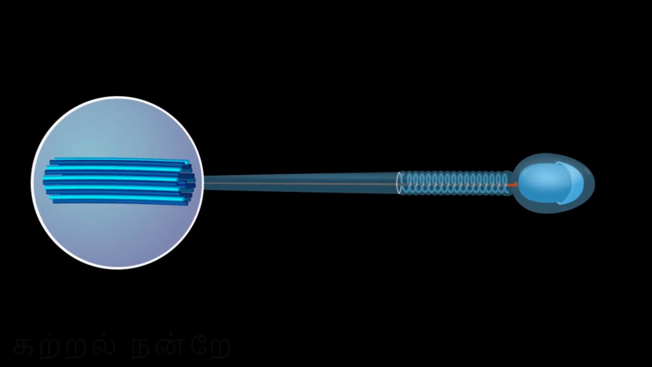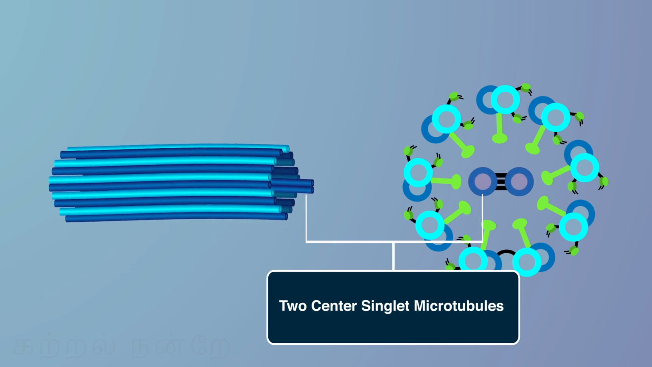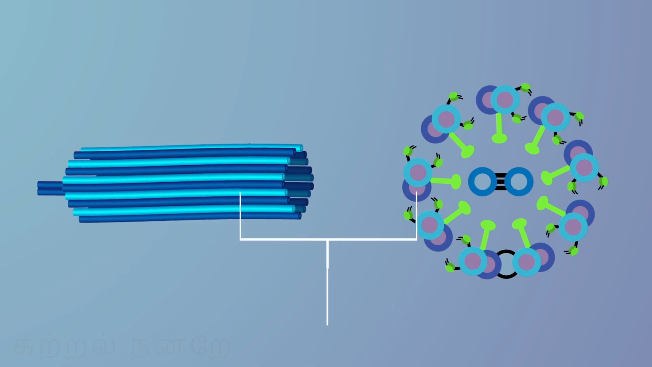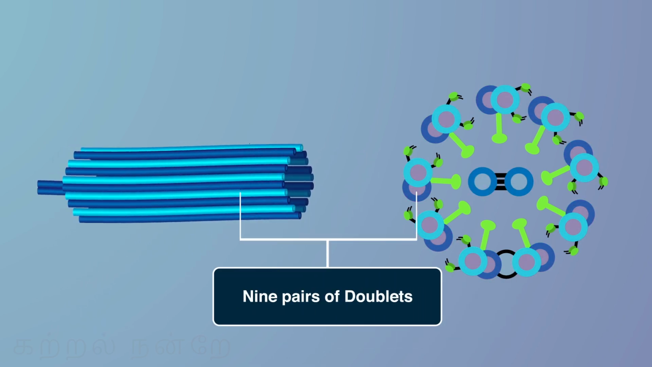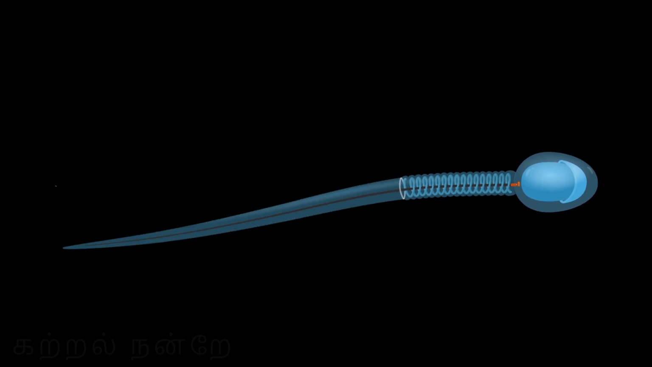The cytoskeletal structure of the axial filament is made up of microtubules. It consists of 2 central singlet microtubules, surrounded by 9 pairs of doublet microtubules. This arrangement is called the axoneme, and it plays a key role in enabling the movement of the sperm cell.